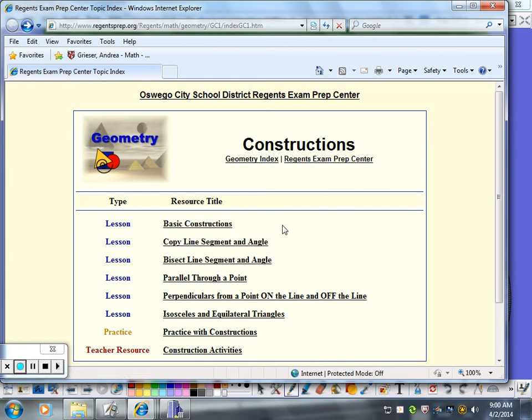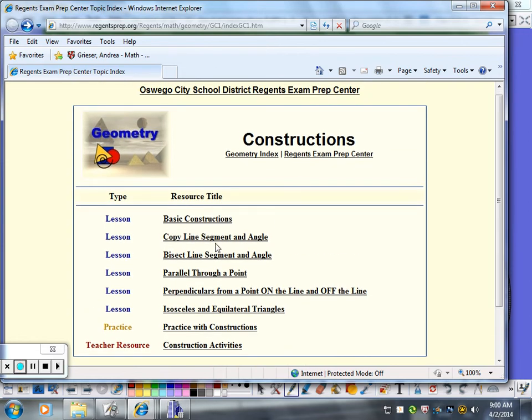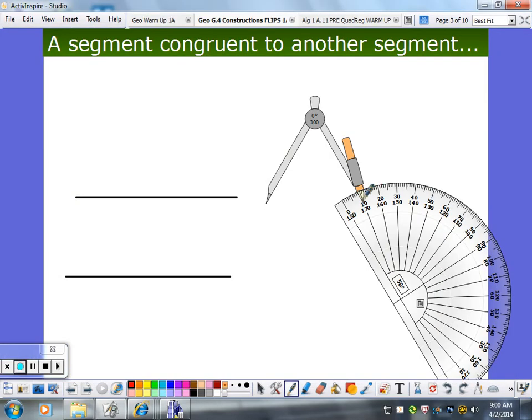I also have another resource for you, if I can find that one. I put a link to it on the class summary page and on the videos page. This is the Regents Prep website, which is an amazing website, the constructions page. If you drill down into these, a lot of them have videos. We may actually be looking at some here, perhaps some epic fail moments getting these things to work. But let's get to it.